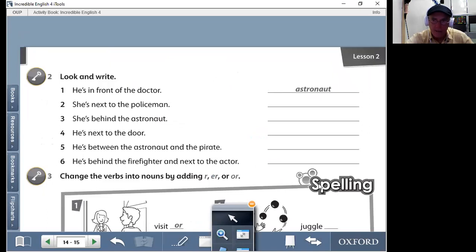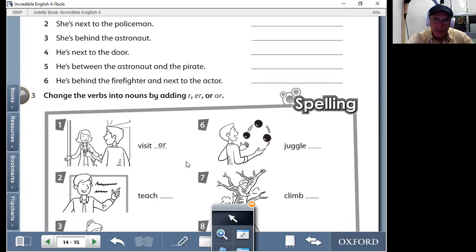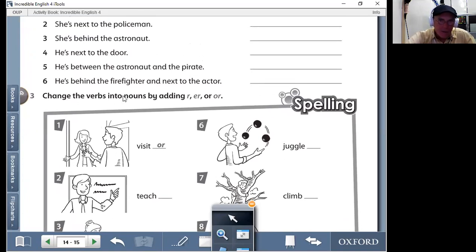Finish that. We can then move on to this easy exercise here, really. Change the verbs into nouns. Now, a verb is an action word, yeah? To jump, to swim, to play, to write. And a noun is the name of a place or a thing or a person. So to visit is a verb, and a visitor is the person who visits. So to change visit into the noun, we add OR, we have visitor. Now, sometimes we just add an R, sometimes an ER, and sometimes an OR.